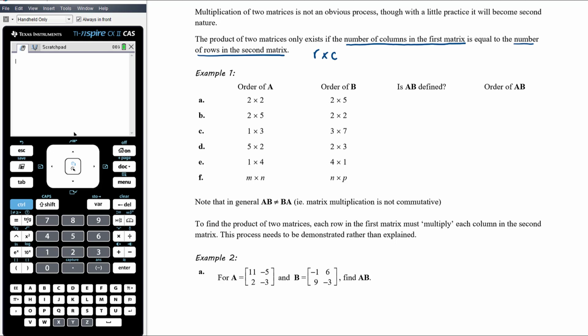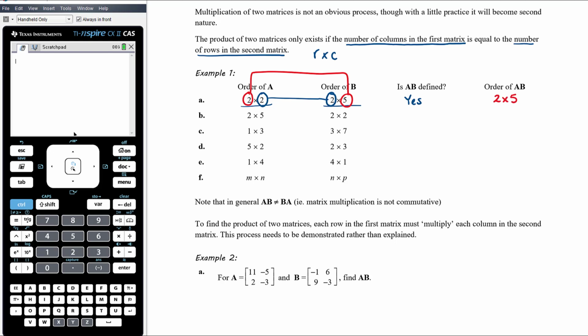So let's have a look at this example. We've got matrix A, which has order, size or dimension of 2 by 2, and matrix B, which has order, size or dimension of 2 by 5. We need the number of columns in the first matrix, which is this number, to be the same as the number of rows in the second matrix, which is this number. So it is possible to do that multiplication because these two numbers are the same. Is AB defined, meaning A times B defined? Yes, we can do that multiplication. Now the fourth column here asks us to give the order of AB. So when we do that multiplication, how big will it be? Interestingly, the size that we'll get is going to be 2 by 5.